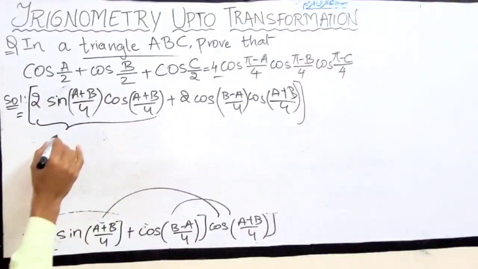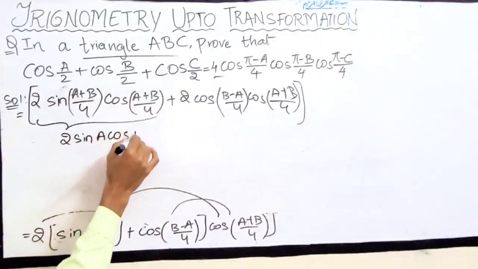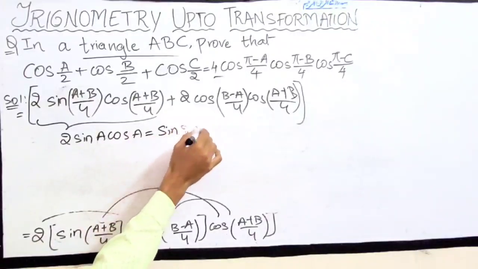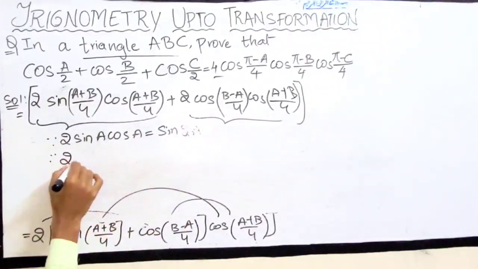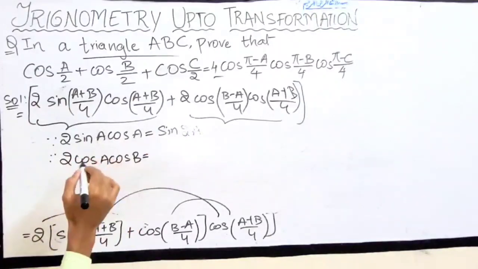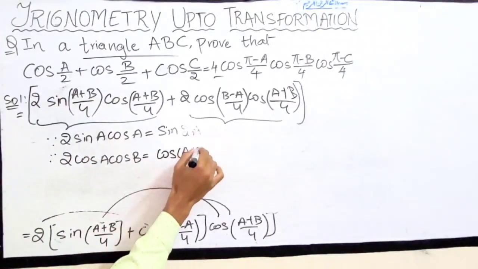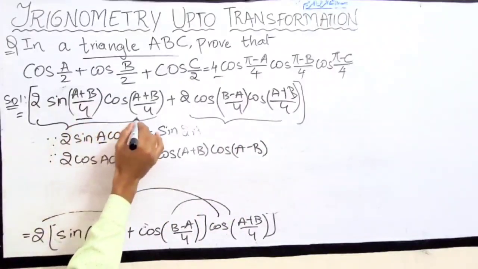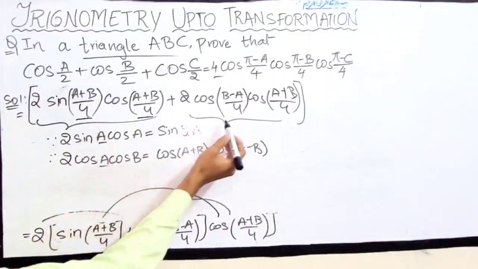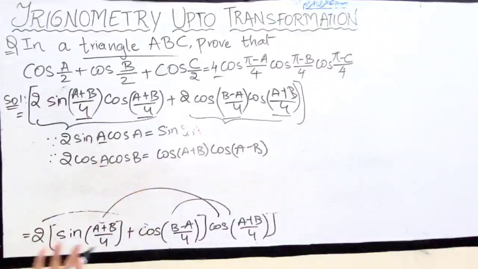Just apply the formula for 2 sin a cos a, which is sin 2a, and one more formula for this one, 2 cos a cos b. What is the formula? 2 cos a cos b is equal to cos of (a plus b) plus cos of (a minus b). For the second term, you can select this as a and this as b. Just substitute in the formula for your final answer.